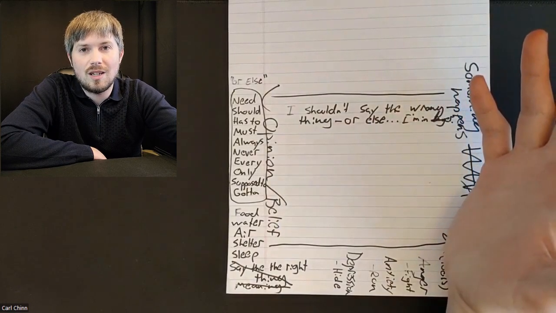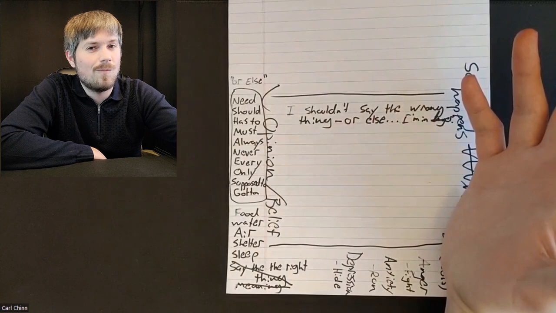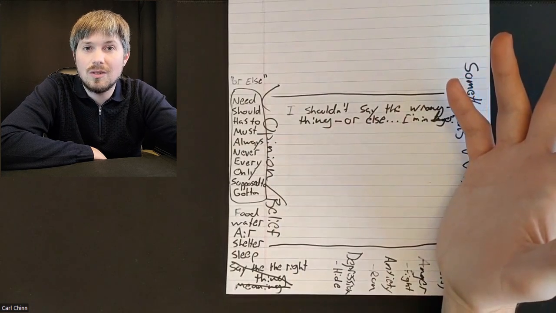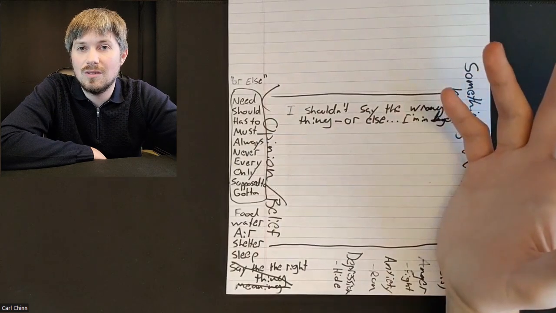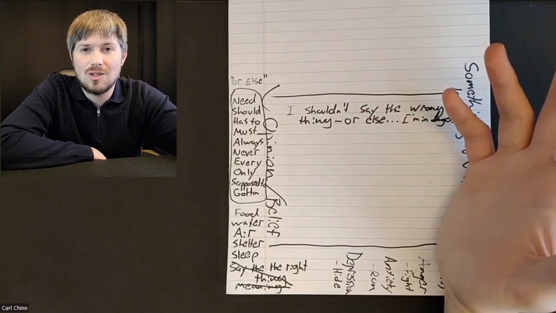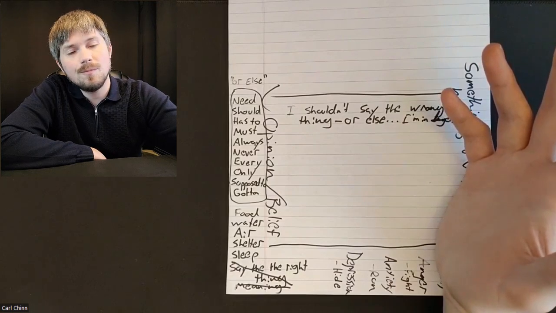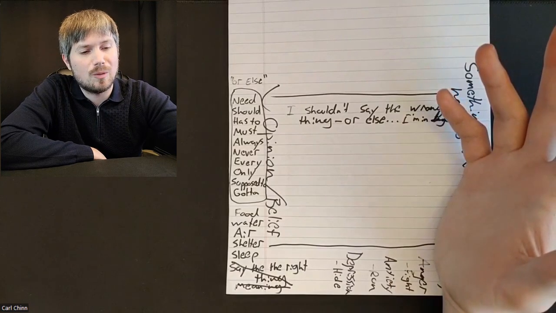I shouldn't say the wrong thing here. What's a better way to say that? How do I want to see the world? How do I want to feel the world? How do we change that? And that's what the second part of the technique is all about. We'll be taking a look at that here in a moment.